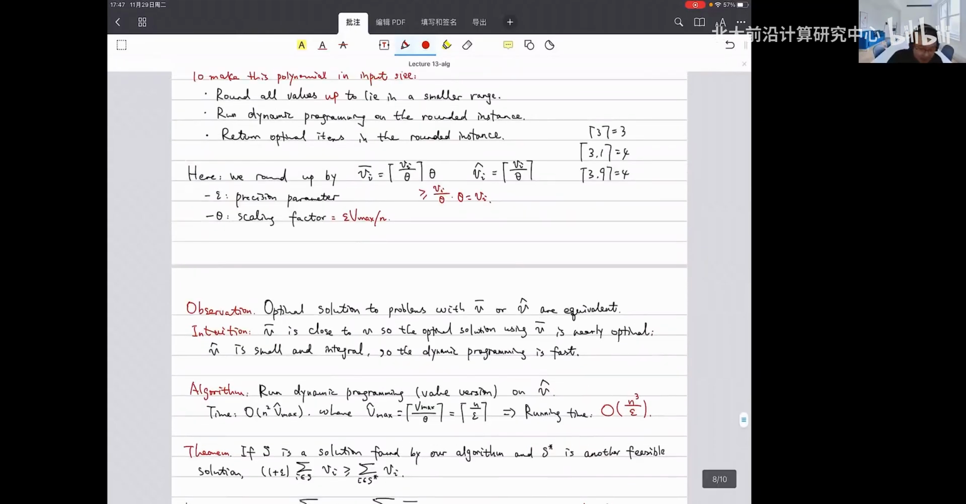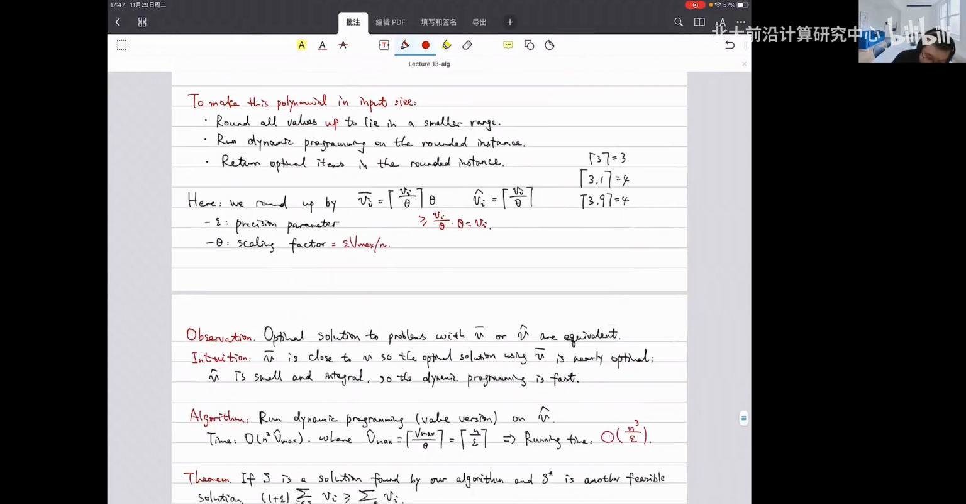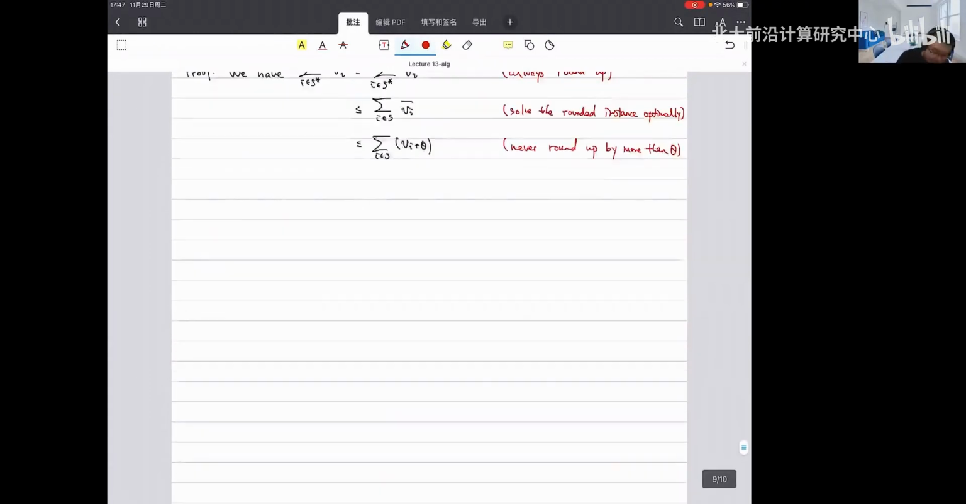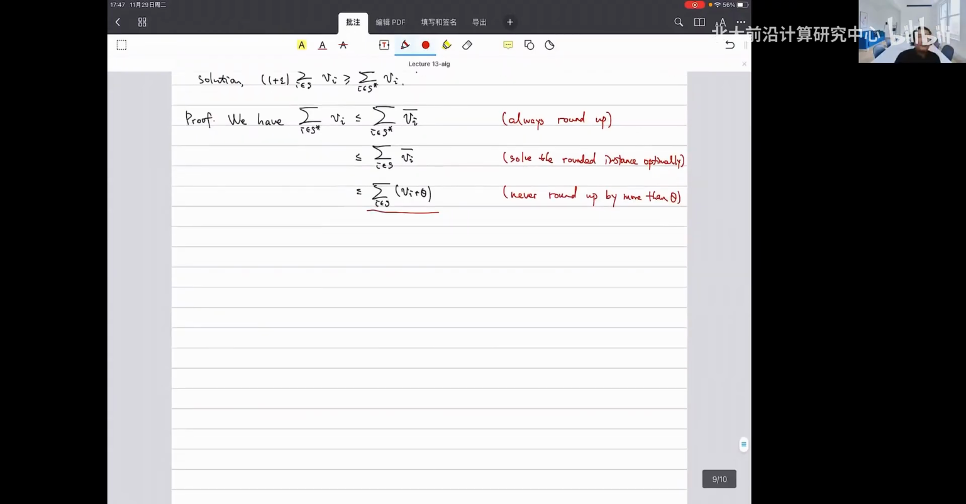So why is this the case? We can still look at the discussion here. When we round an entry to the closest integer, there is an inequality like this: the ceiling function of x is always larger than x and smaller than x plus 1. In particular, we are talking about the bar of V_i here. We then know that the bar of V_i is smaller than V_i over theta plus 1 times theta, which is just V_i plus theta. This is the place where we use this argument.